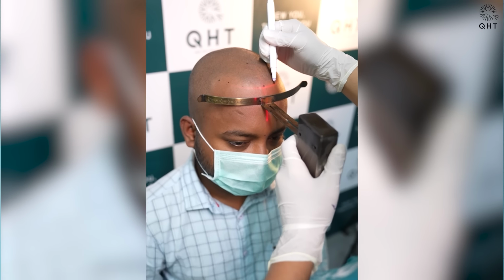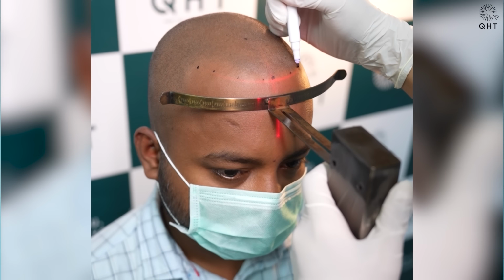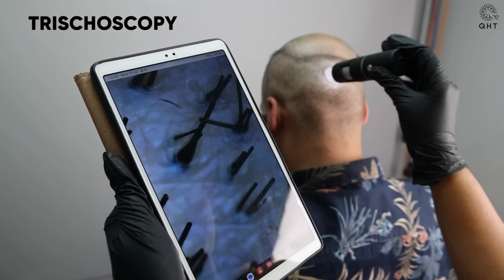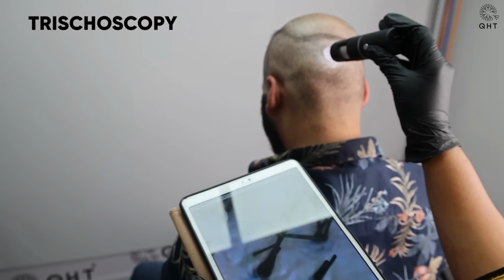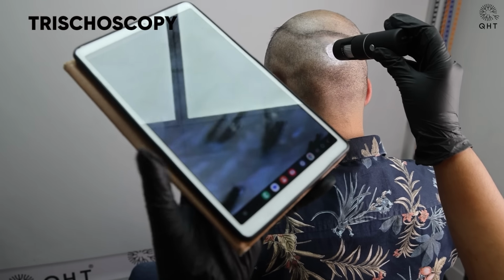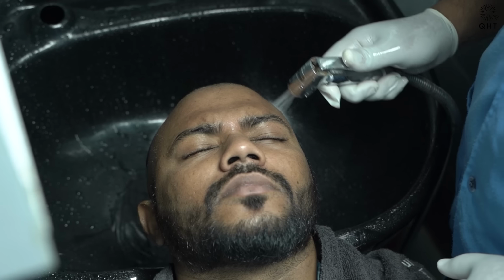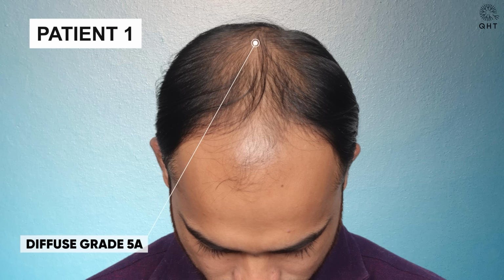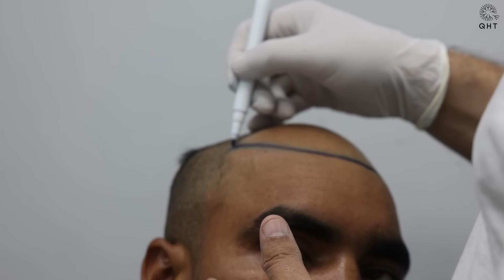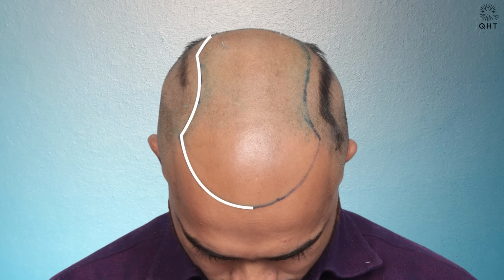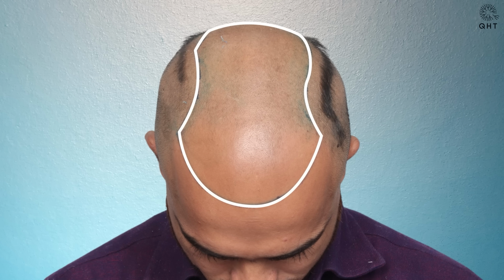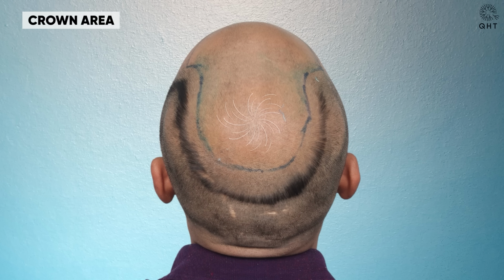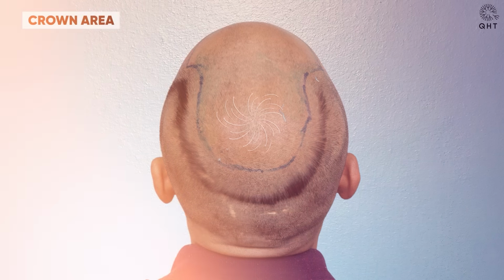When it comes to designing our patients' hairlines, precision and personalization are at the heart of everything we do. Our expert team begins each case with a thorough trichoscopic scalp analysis to assess hair quality and density, followed by trimming and a detailed head wash to prepare the scalp. For patient 1, who was experiencing diffuse grade 5A baldness, the team meticulously designed the hairline and marked the entire recipient area, including the frontal zone, mid-scalp, and crown. Special care was taken to recreate a natural crown swirl and restore overall density and symmetry.